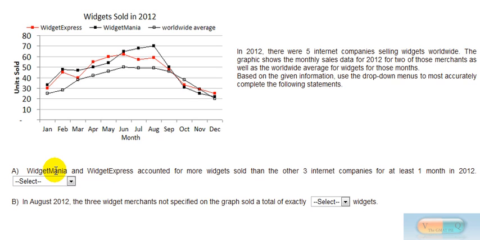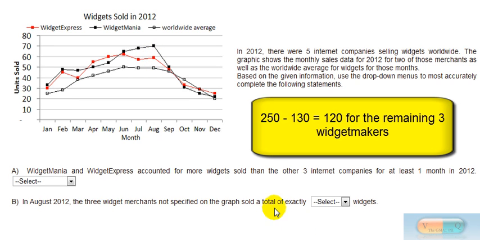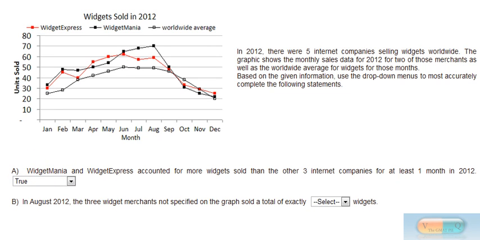So does this satisfy the requirement in A? Actually, the 70 plus the 60, 130, the other 3 guys make up 120. So that's actually less than the 130 that these 2 guys made. So actually you already found one example where this statement is true. So you already know the answer for this is true. You can always test other data points. Of course, the further away the red and the black dots are from the average, the more likely A is going to be true. But you already know the answer is true. So you move to B.